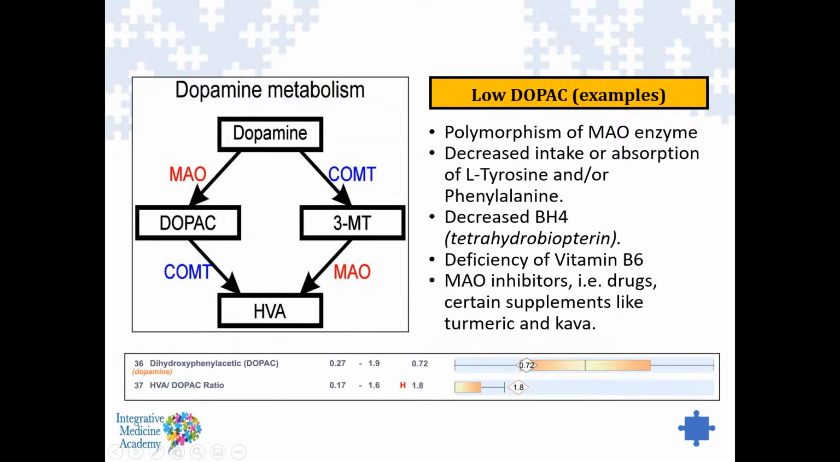Low DOPAC is something that shows up from time to time. It's not as common in my experience as high DOPAC, and there are a number of reasons for it to be low. I'm going to focus on one of those right here, called BH4, tetrahydrobiopterin.